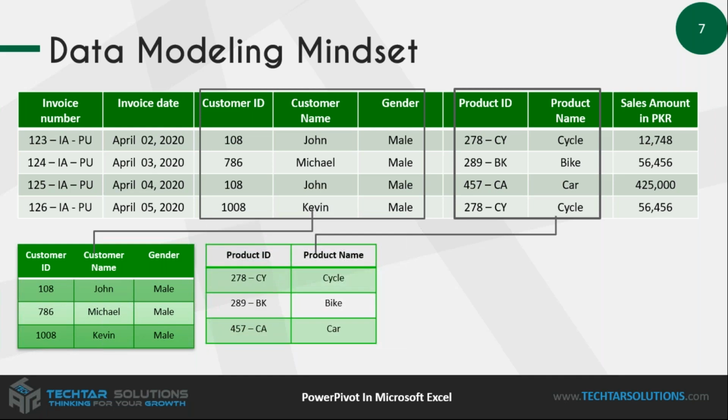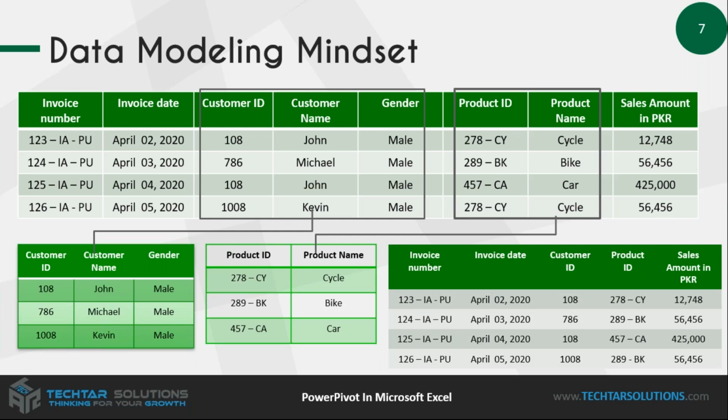Similarly, another business entity is product ID. We will do the same with the product ID. We will copy and paste the product information in another table, and store it once in a table, right? And with this product ID and customer ID, we will create another table where we will link this customer ID and product ID with the other information of the sales records, right?